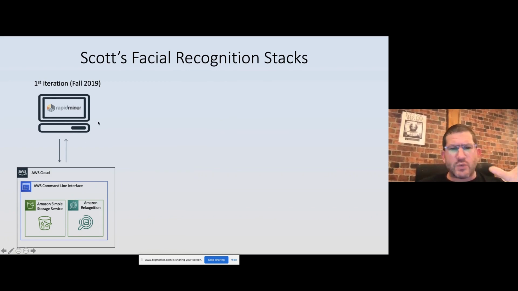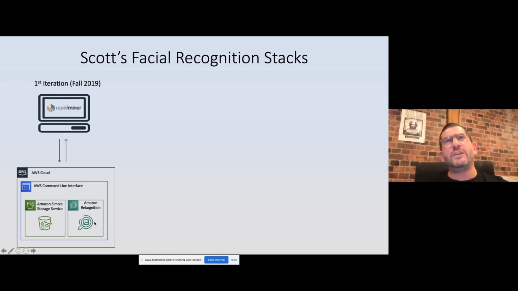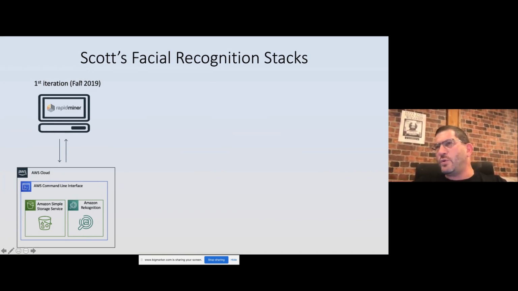And this is where I did my dev work, where I went back and forth with AWS. I used the command line interface. I could have easily used Python, but I didn't. And I used S3 and Rekognition. That's really where I was when I wrote the article in Avotaynu back in October or so. And that's really the last that a lot of people saw of my work.